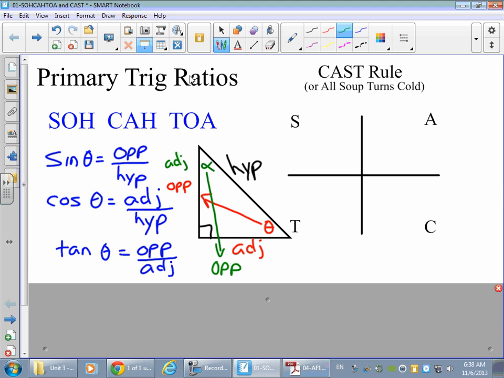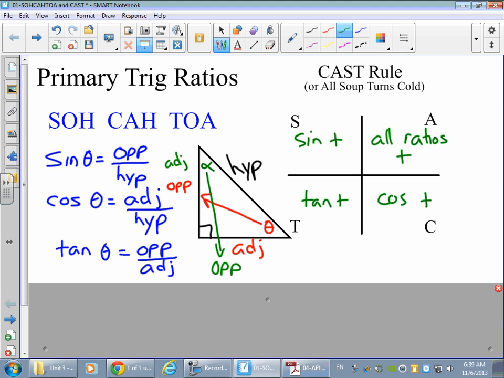Quick mention over here, the CAST rule. Basically, the CAST rule is just a way of helping us remember where ratios are positive and negative. It's pretty self-explanatory. Anything in the first quadrant, all ratios are positive. In the second quadrant, only sine is positive. Tan is positive in the third quadrant, and cos is positive in the fourth quadrant.